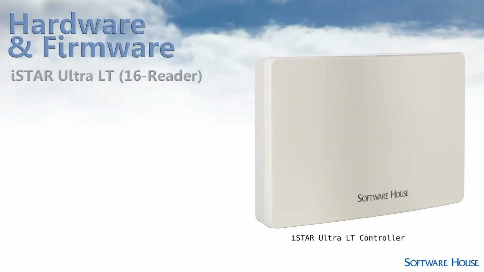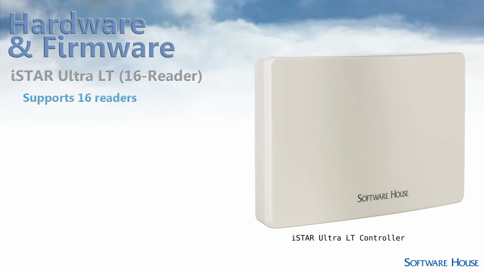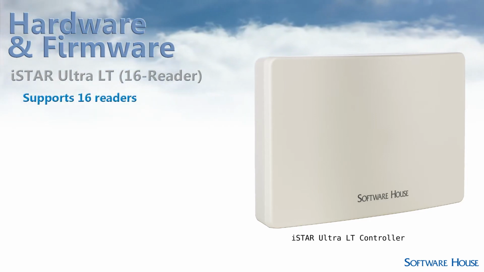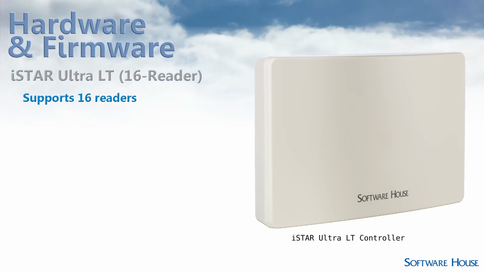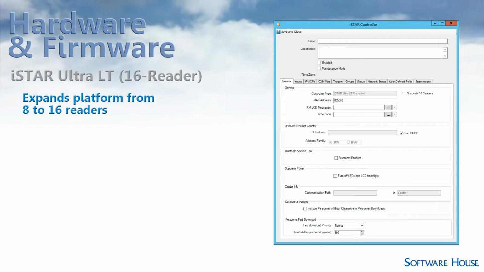With the release of version 2.70, the new iStar Ultra LT configuration supports 16 readers per each IP-ACM board. This has been achieved by a software update in the iStar controller editor of the Secure Admin Station, expanding the platform from 8 to 16 readers when required.